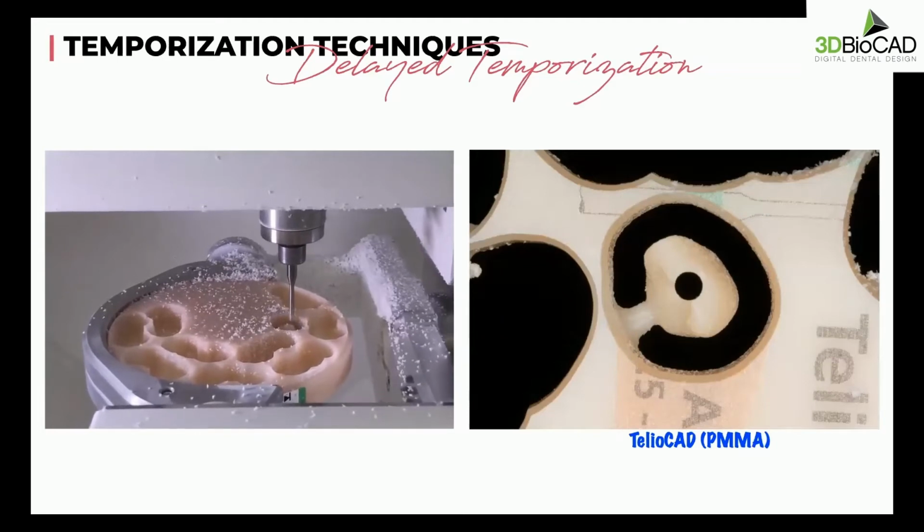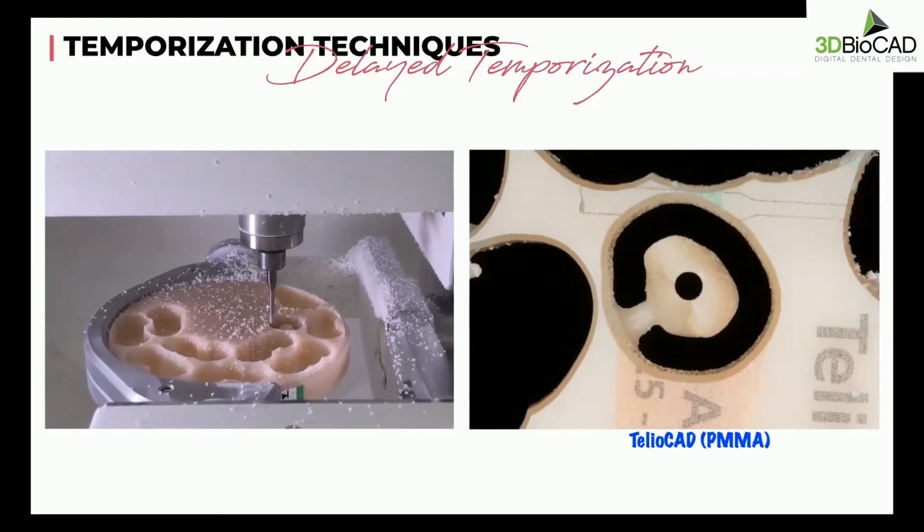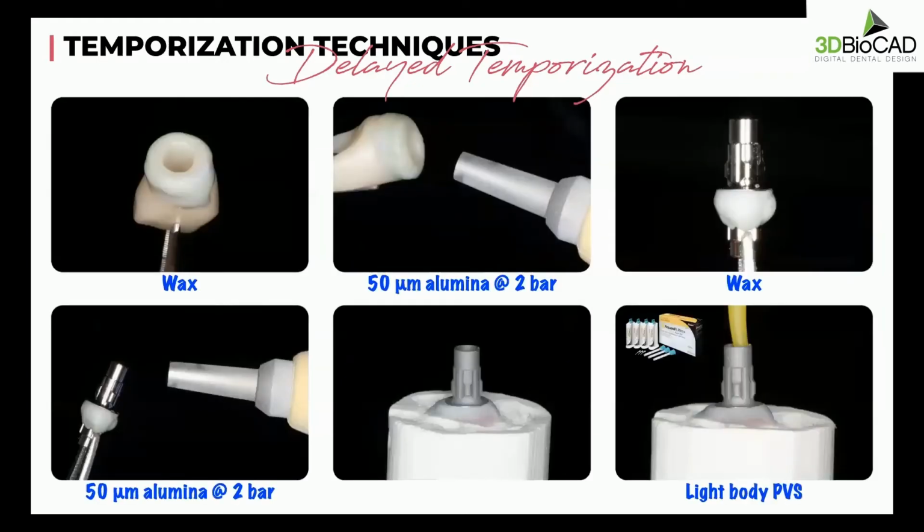The temporary material that I like to use is DGShape by Ivoclar. I find that the color is warm and it looks quite natural for a temporary. And when I did more and more of these delayed temporary restorations, sometimes I actually got the temporary crown debonding from the metal Ti base.